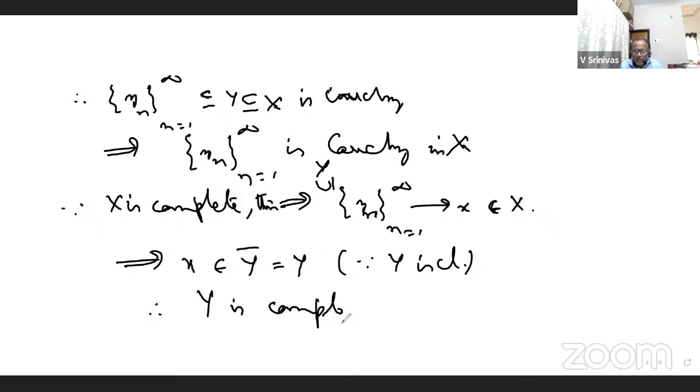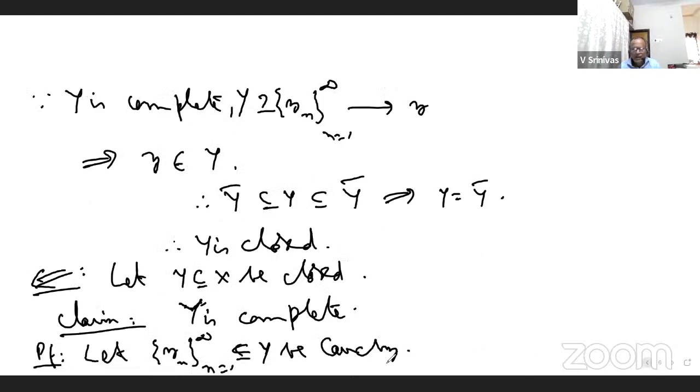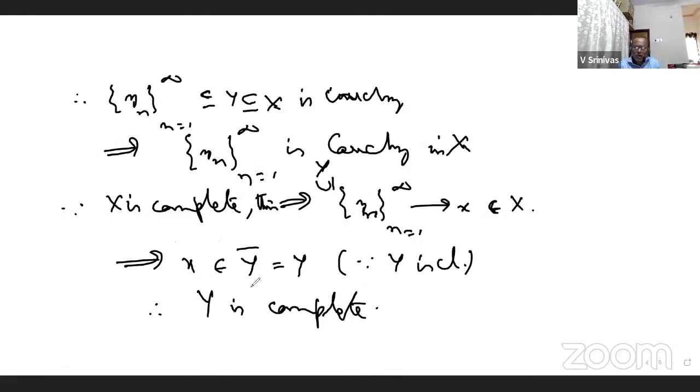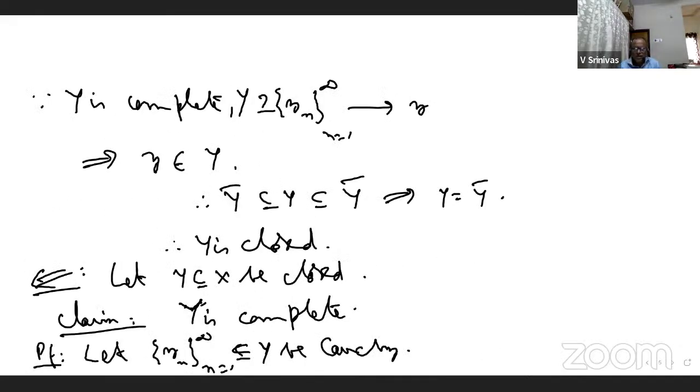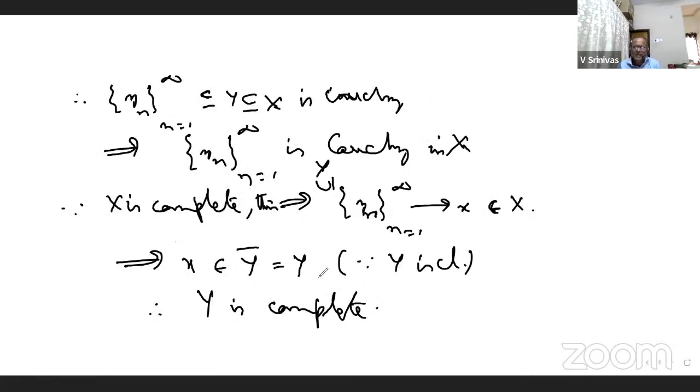We took a general Cauchy sequence in capital Y, and that is converging to a limit, small x, in capital Y. Therefore, this is any arbitrary Cauchy sequence. So Yn, where n equals 1 to infinity, is any arbitrary Cauchy sequence, and it is converging to a limit x in capital Y. Therefore, capital Y is complete.